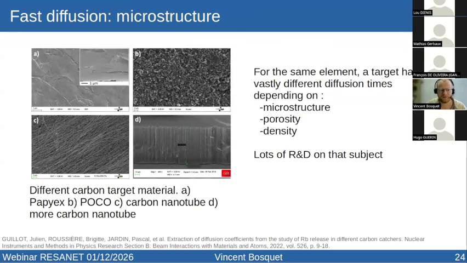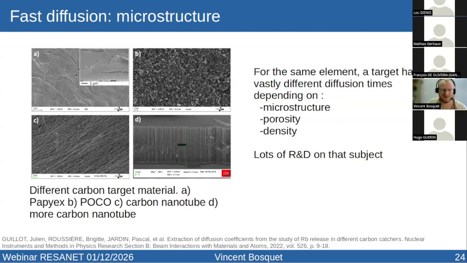And to allow this very fast diffusion time, a key aspect in the making of a good target is microstructure. On this figure, there are 4 pictures of different carbon materials. They're all made of carbon, but their microstructure differs.